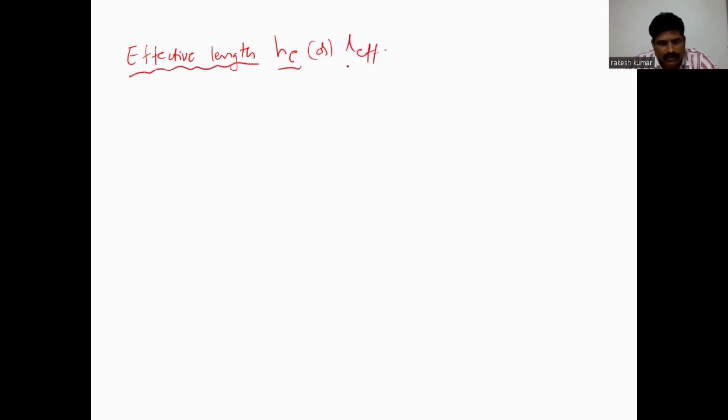Let us discuss another parameter called effective length. We discussed effective area. Similarly, we discuss effective length. It is represented with H_e, or I can represent it with L effective. So, effective length H_e or L effective.